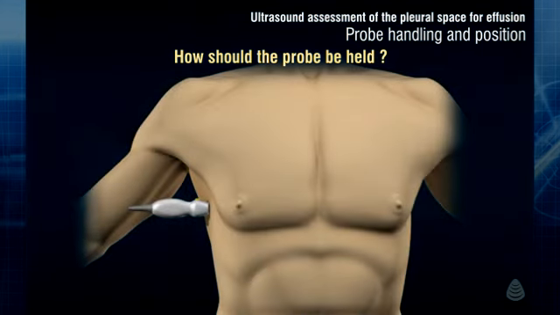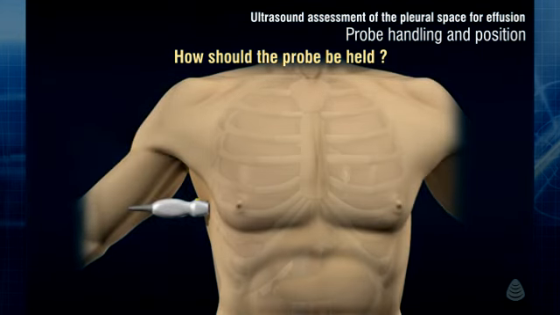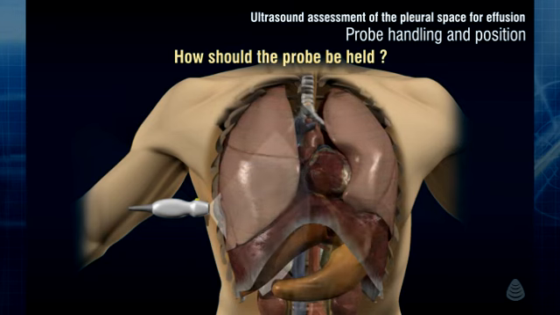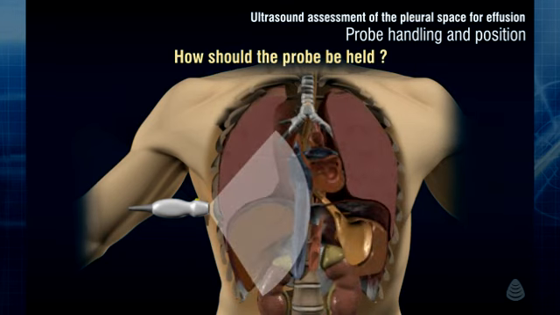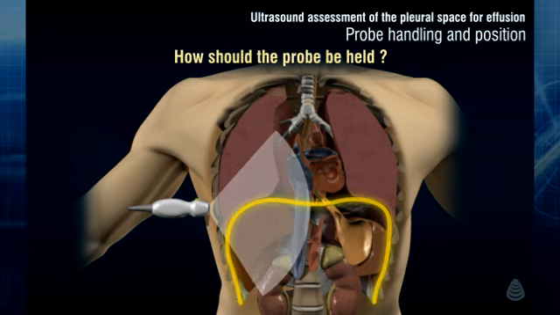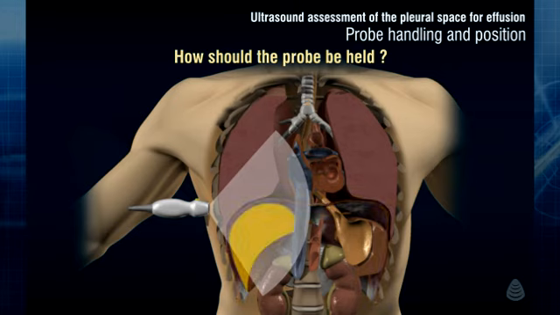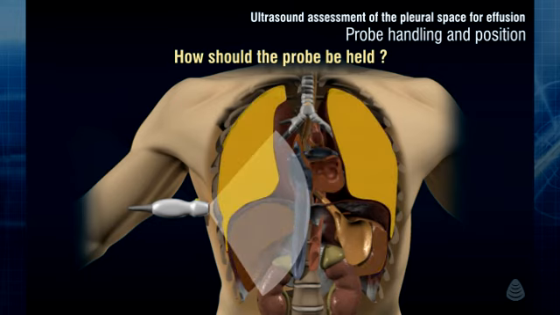As previously mentioned, optimal visualization of the pleural space and lung will be achieved by longitudinal scanning along the intercostal spaces. Such a longitudinal orientation of the probe will provide an excellent assessment of the relative position of the various anatomical structures, allowing you to correctly identify the exact localization of pleural fluid in relationship to the diaphragm and internal organs such as the liver, spleen, heart, and lungs.